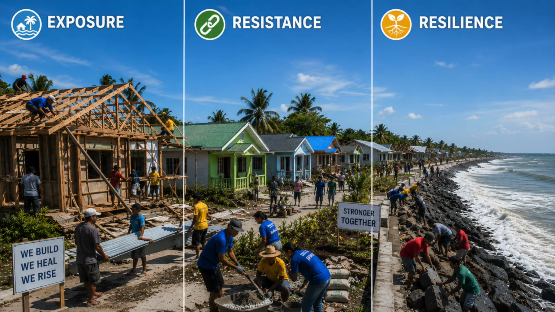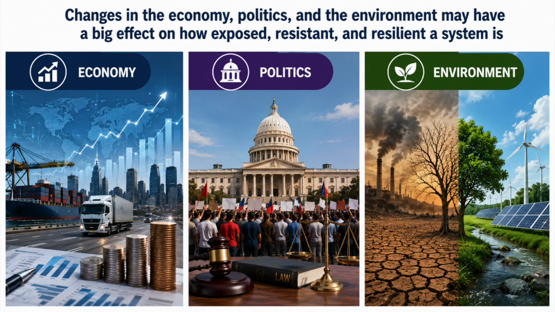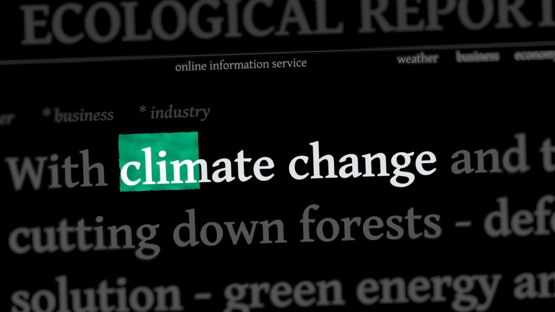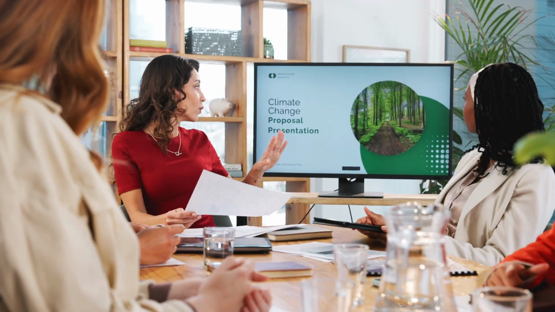These three parts make up most vulnerability evaluations. The basic idea stays the same, even though the words and the terminologies may change a bit from one field to another. Changes in the economy, politics, and the environment may have a big effect on how exposed, resistant, and resilient a system is. In the end, how vulnerable a system is to climate change relies on how sensitive it is, how well it can adapt, and how quickly and in what ways the climate change it meets.